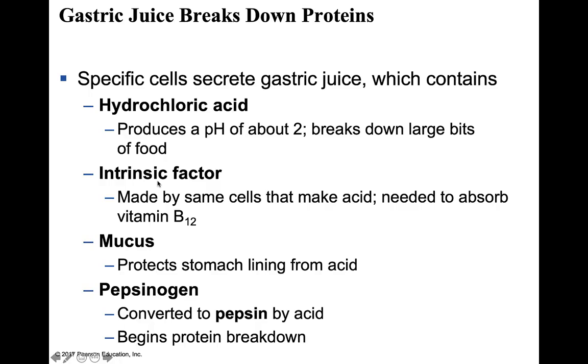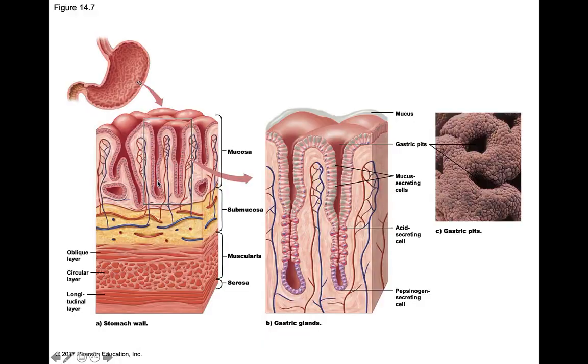Now, another substance that is also secreted by the stomach is pepsinogen. Now, in that form, it's inactive, but because of the acidic environment, this is actually converted into the active form, pepsin, and this actually is responsible for the beginning of protein breakdown and digestion.